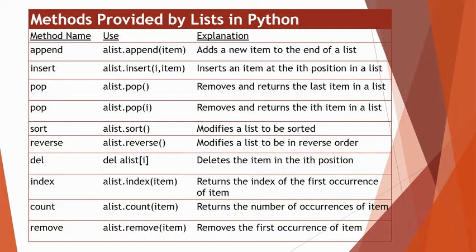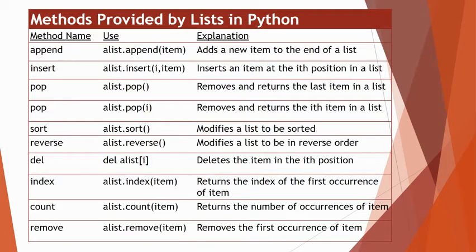Here are some methods you can use on lists. The append method will add an element to the end of the list. The insert method will insert an item at the ith position. Remember, i is the index of the list. The pop method will remove the last item in a list. Or if you use the pop method with an index value, it would remove the ith position in that list.